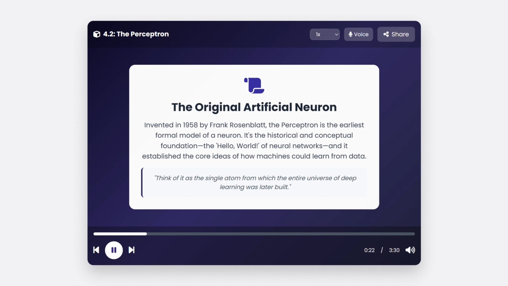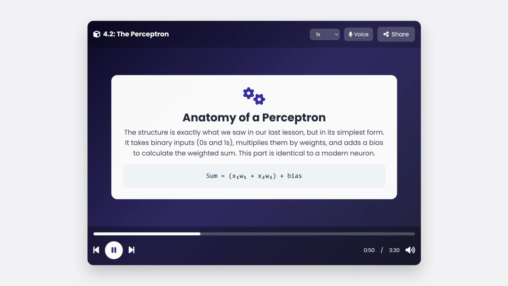While simple by today's standards, understanding the perceptron is crucial for understanding its much more powerful descendants. The basic structure of a perceptron should look very familiar to you. It's built on the exact principles we discussed in the last lesson. It takes a set of inputs. Originally, these were just binary zeros and ones. Each input is connected to the neuron with a corresponding weight. The perceptron calculates the weighted sum of these inputs and then adds a bias. This core mechanism of aggregating weighted evidence has remained unchanged in even the most advanced neural networks of today.